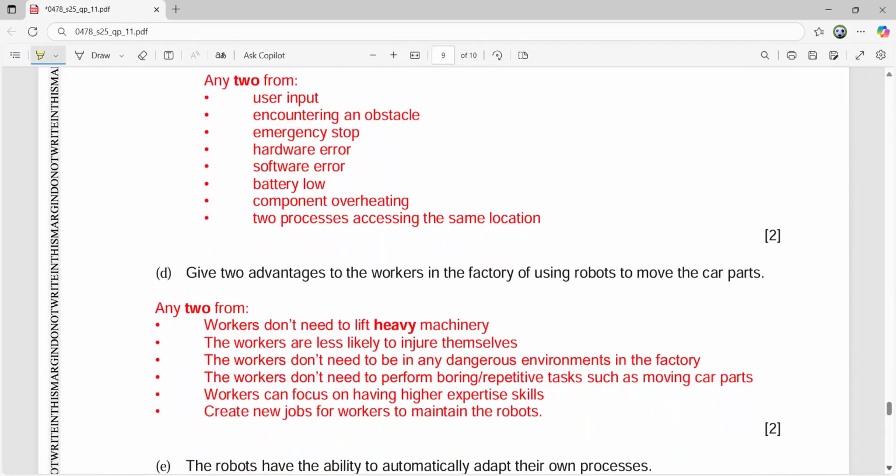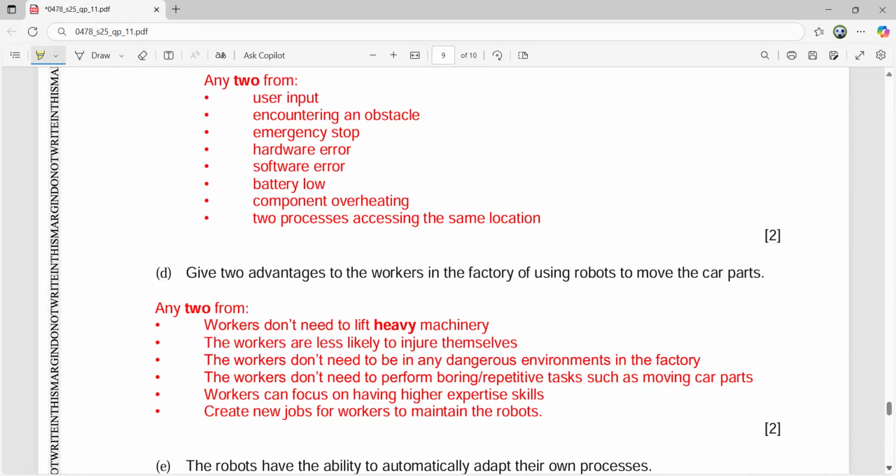Now, give 2 advantages to the workers in the factory of using robots to move the car parts. So simple. Now, it is advantages to the workers. Workers do not need to lift heavy machinery. Workers are less likely to injure themselves. The workers do not need to be in any dangerous environment in the factory. They are free. The workers do not need to perform a boring or repetitive task such as moving the car parts. Workers can focus on having higher expertise skills, and it creates new jobs for workers to maintain the robots.